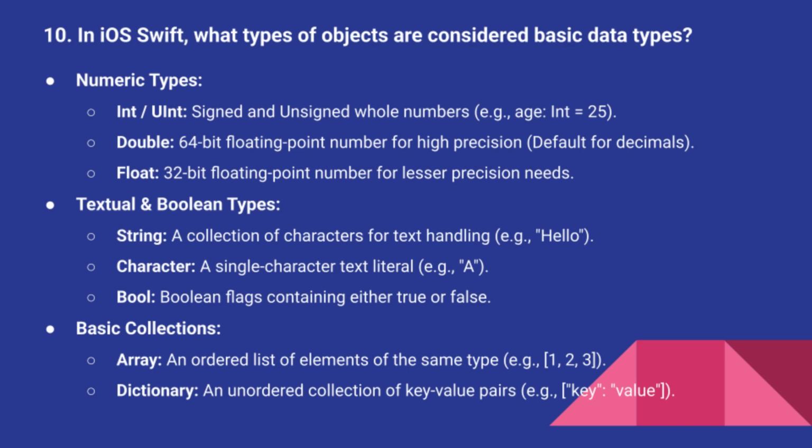A great bonus point to throw in at the end of this answer is that unlike many other programming languages where basic types are primitives, all basic data types in Swift are actually structured as value types, structs. This means they are inherently thread-safe and passed by value, showcasing the modern safety architecture of Swift. And that brings us to the end of our 10 essential Swift interview questions. And that wraps up our top 10 Swift interview questions.